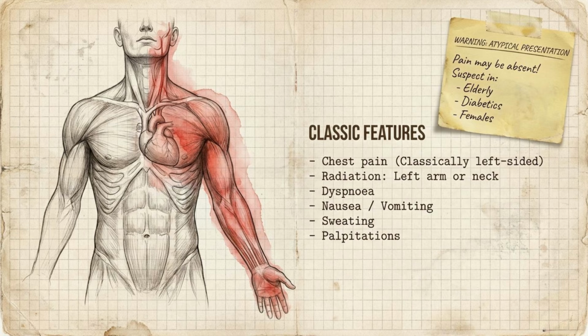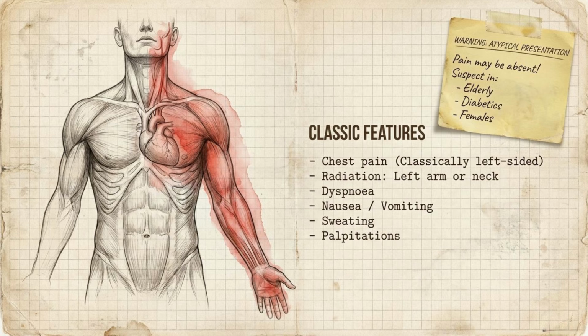Just identifying it. We all have that Hollywood heart attack image in our heads, right? The person clutching their chest, pain down the left arm. How real is that? It's real for a reason. That classic presentation, that crushing central chest pain, maybe radiating to the jaw or the arm, that's the textbook. And it's common. But relying only on that is dangerous. Because there's a huge however in the guidelines here.